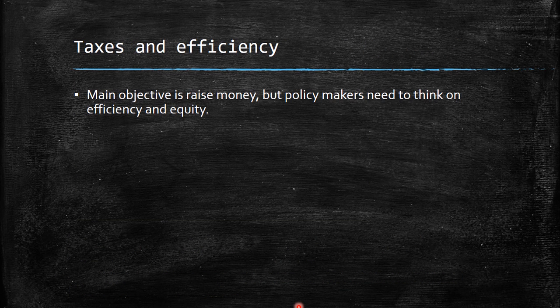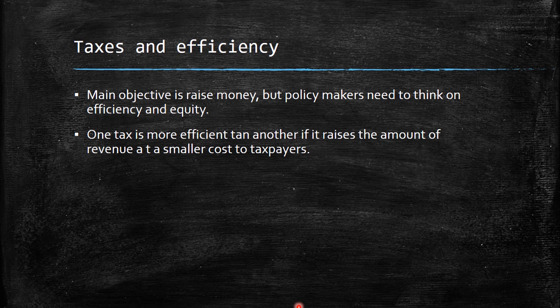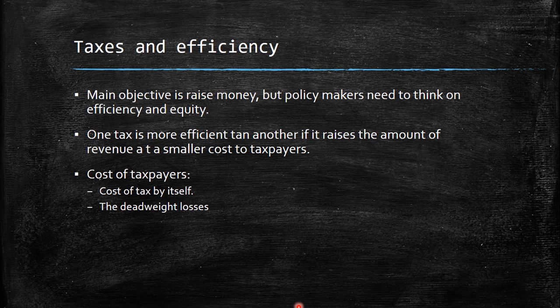Here we are going to talk a little bit about taxes and efficiency. Remember that the government's main objective is to raise money, but policymakers need to think about efficiency and equity. It is important to find the trade-off. One tax is more efficient than another if it raises the same amount of revenue at a smaller cost to taxpayers. Remember, the cost to taxpayers is the tax itself and the deadweight losses.